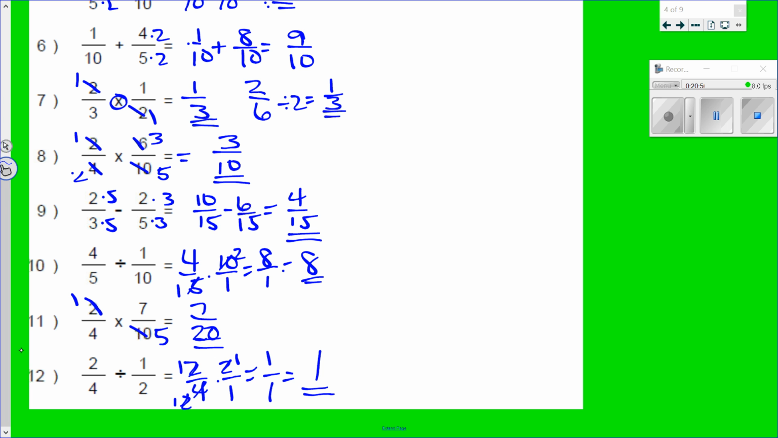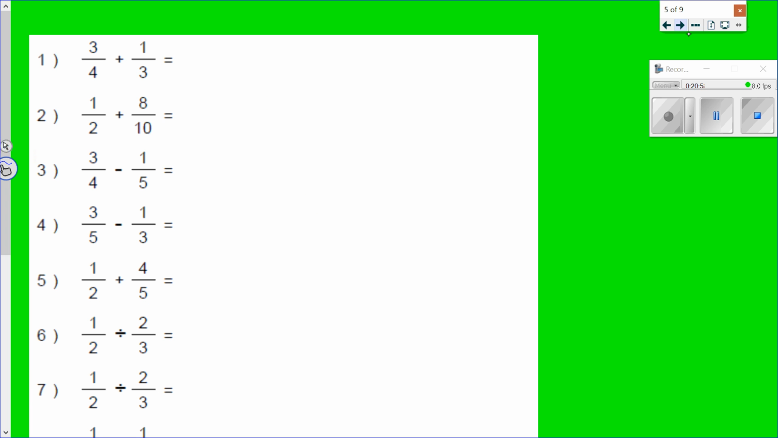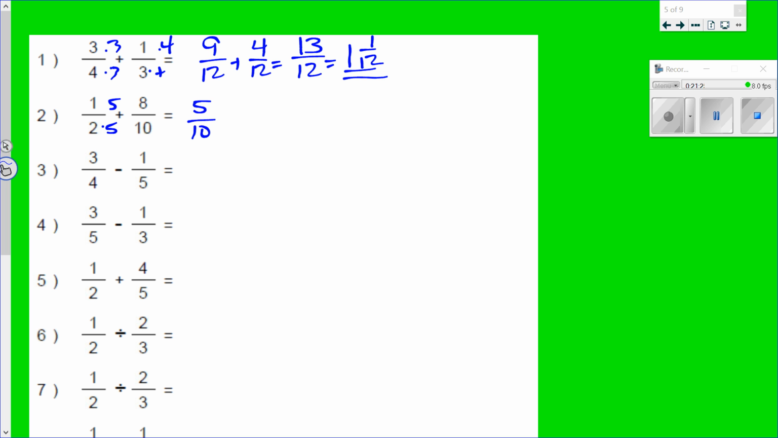Okay, let's look at page 2. Addition on the first one, so that's a common denominator piece. So multiplying by 3 and 4 gets me 9/12 plus 4/12. Add up my numerators, gets me 13/12, which will simplify to 1 and 1/12. Tenths, so this is going to be times 5. Gives me 5/10 and 8/10, or 13/10. Simplifies to 1 and 3/10.